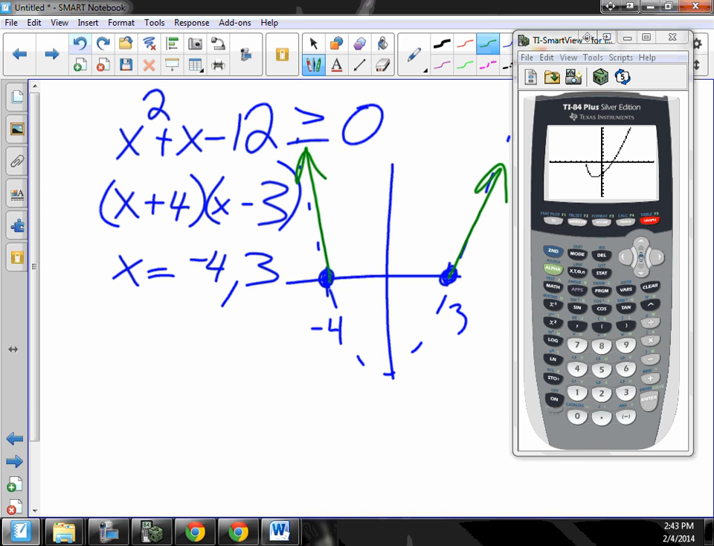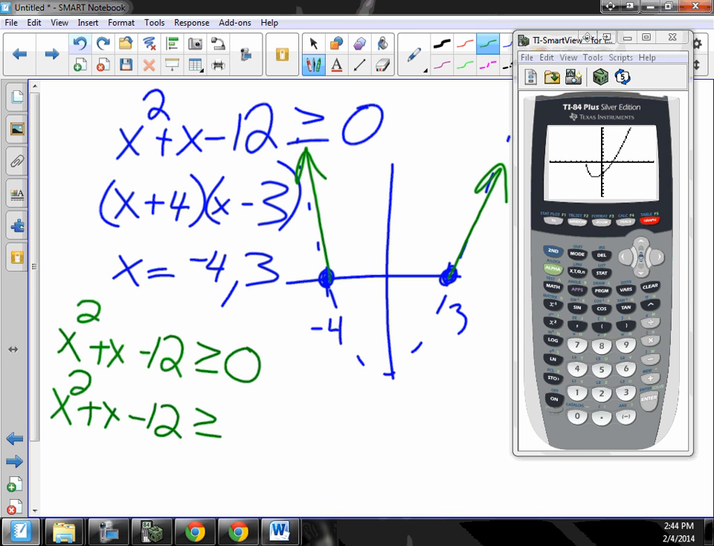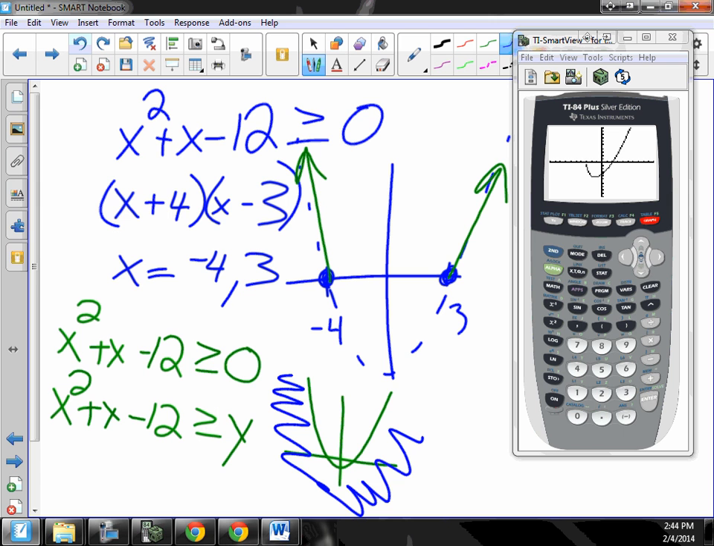And again, there's a difference between x squared plus x minus 12 is greater than or equal to 0, and x squared plus x minus 12 greater than or equal to y. There's a huge difference there. The top one looks at the portions of the graph above the x-axis. The bottom one looks at y being less than the graph. The bottom graph looks like this, and you shade everything below the graph.